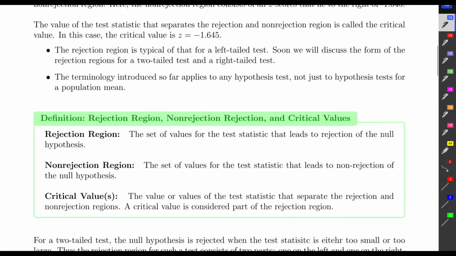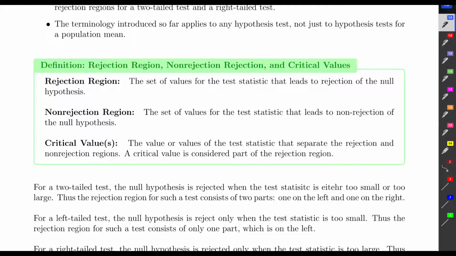Some of the terminology that we use are defined right here. The rejection region is whatever the shaded area is in the normal curve that leads us to reject the null hypothesis. The non-rejection region is the unshaded region. So if our z-score falls in that unshaded region, then it is a reason to not reject the null hypothesis. And then the critical value is the z-score or z-scores that separate the rejection regions and non-rejection regions.